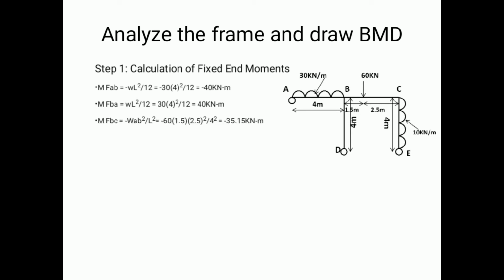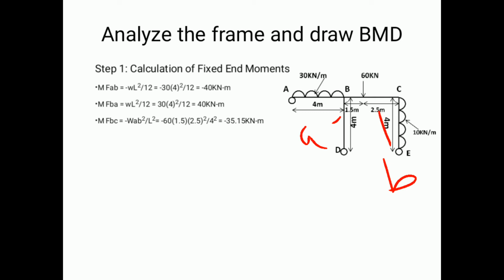The next span is BC, and we are supposed to find the fixed end moment for span BC. As we know, it is subjected to a load at eccentric distances of 1.5 and 2.5 meters from B and C. So I take 1.5 as A and 2.5 as B here. The formula for fixed end moment when the structural element is subjected to eccentric loading, from the left hand side, is taken as WAB square divided by L square.